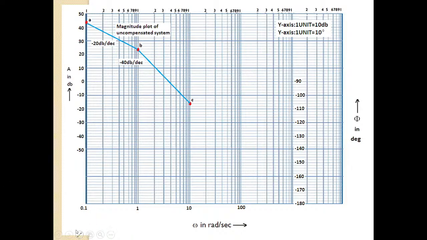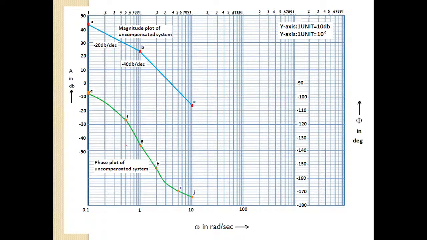Okay, then. I hope you have drawn. So now the phase plot. For different omega values, for 0.1 omega, what is the phase? It is minus 96. Okay. So this is 0.2, 0.3, 0.4, and this is 0.5. For 0.5, what is the phase? This is my phase point. It is minus 117.